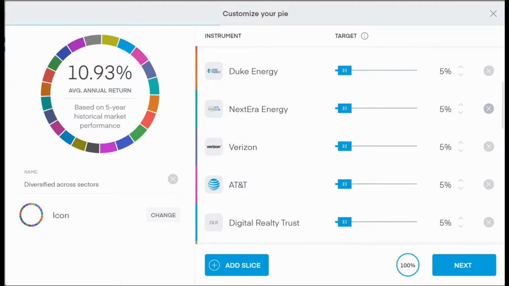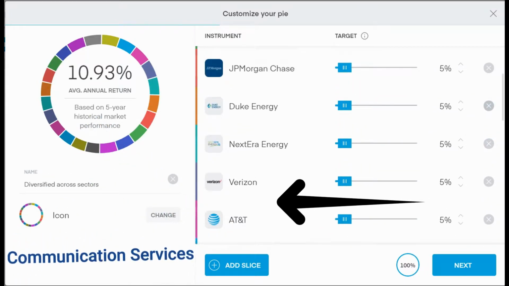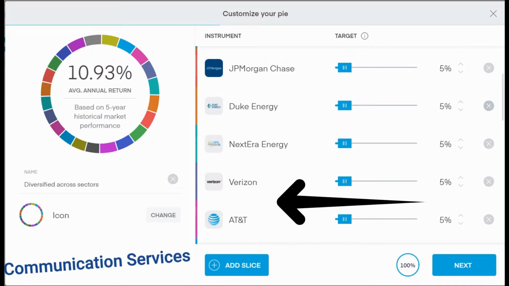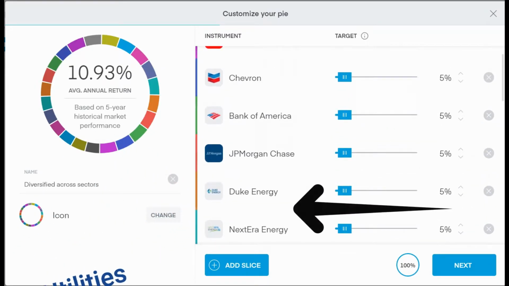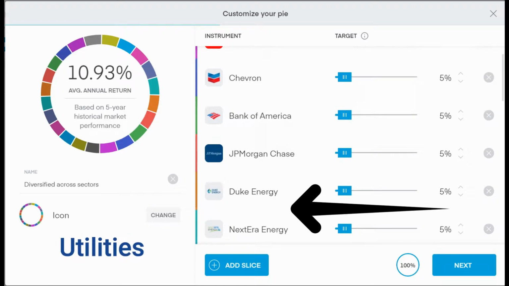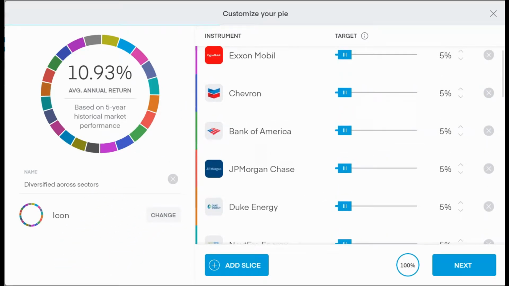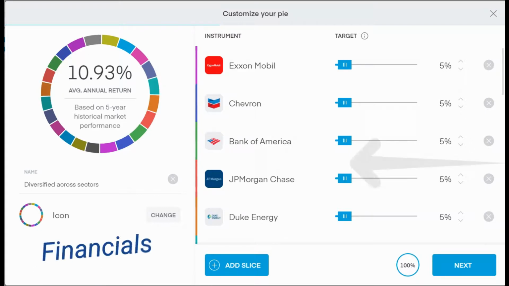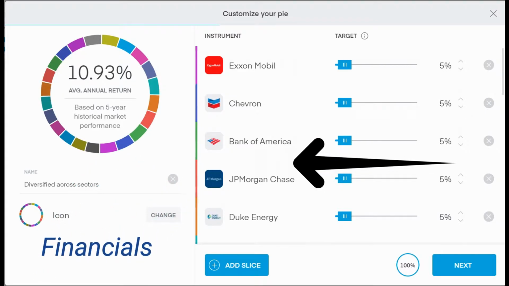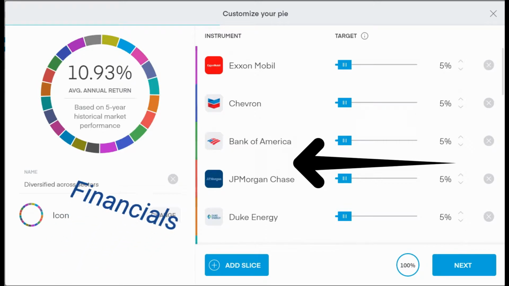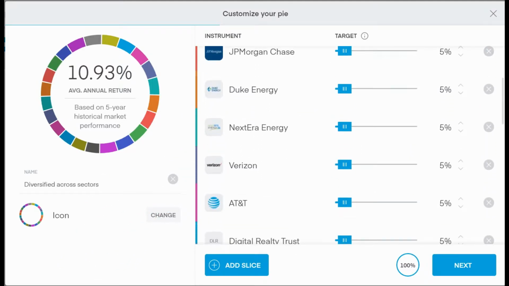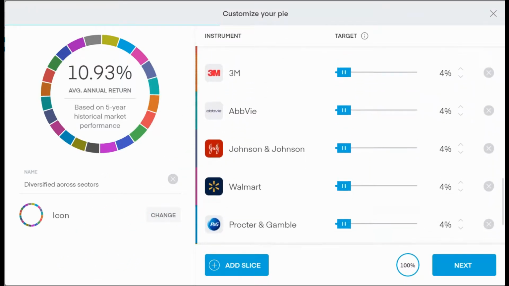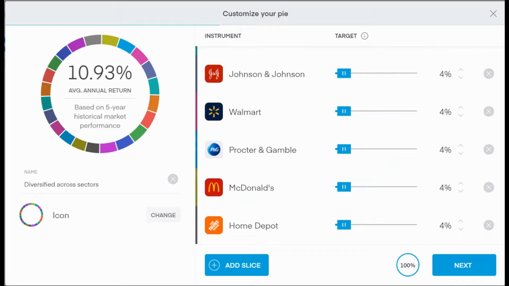Then the only two that we can have in our communication services is AT&T and Verizon. Our utilities contain Duke Energy and NextEra Energy. In our financials, we've got Bank of America and JP Morgan. And in our energy, we have Exxon and Chevron. So with this, guys, all dividend paying companies with an annual return on average of 10.93%, which isn't too bad.